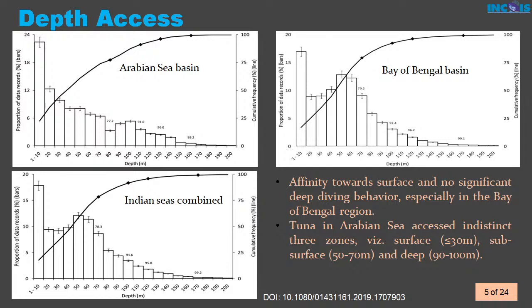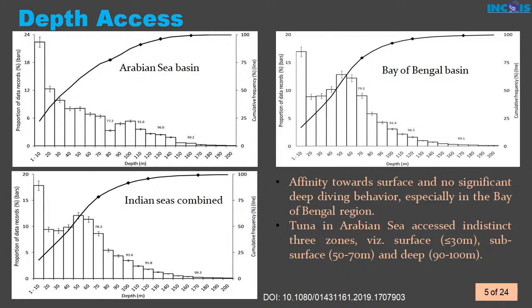Now, similar to that, when we have a diving pattern, because I have shown you the temperature and depth data, similarly if we do it for the depths, you see here that for the Arabian Sea and for the Bay of Bengal, there are some pillars, and there is also one line with some diamonds for all the graphs.